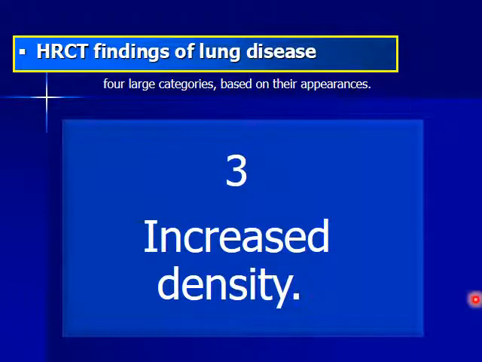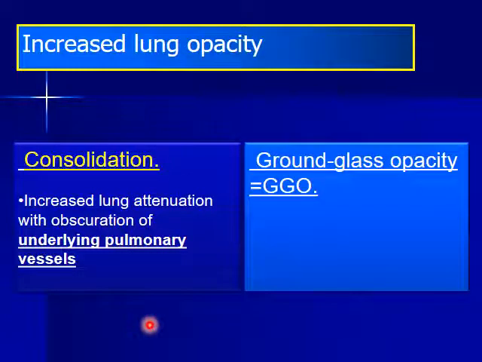Okay, let's go to the third group of increased density. The third group, increased. Two subdivisions, either consolidation or ground glass opacity. You will hear a lot about ground glass opacity, especially in our crisis now in Egypt and the whole world regarding the new coronavirus. What is the difference?